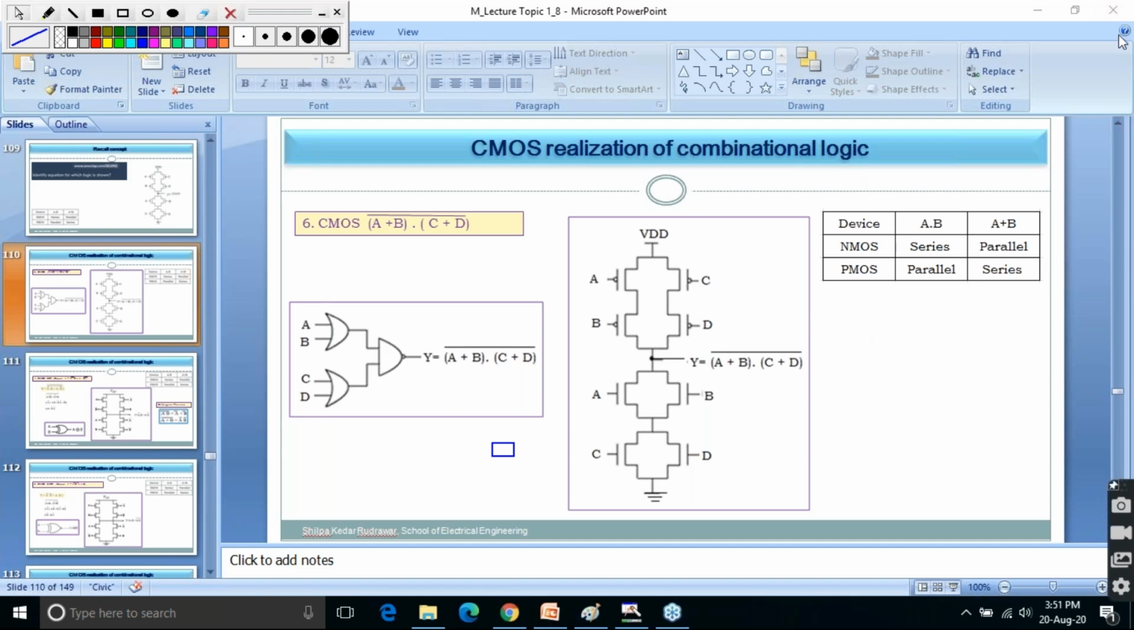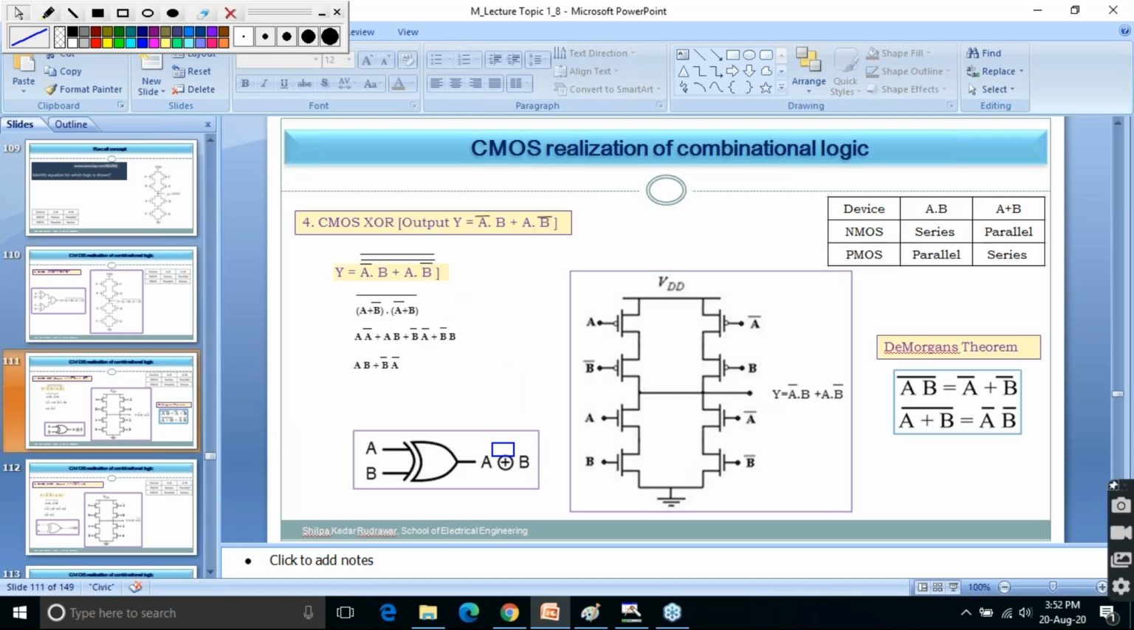So hope the things are clear. Okay, so this table is very important to understand. In this way we have implemented the combination logic A plus B into C plus D whole bar. Now moving towards the next logic.